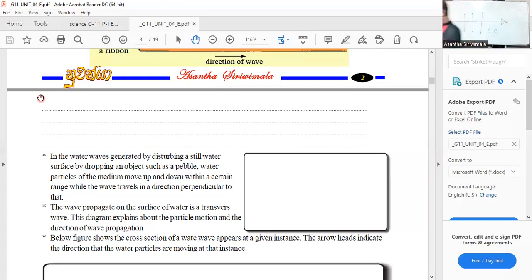Move it left and right. And we can see the pieces of ribbon move perpendicular to the direction of the wave motion.